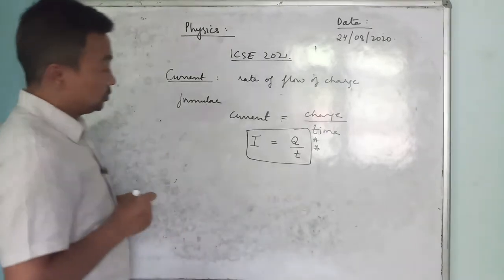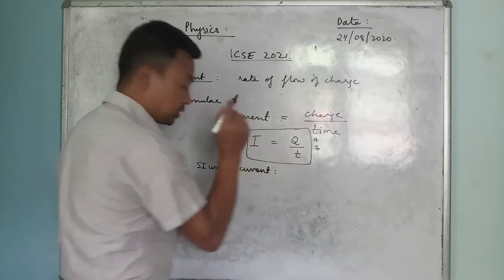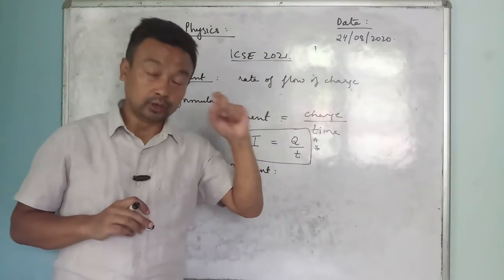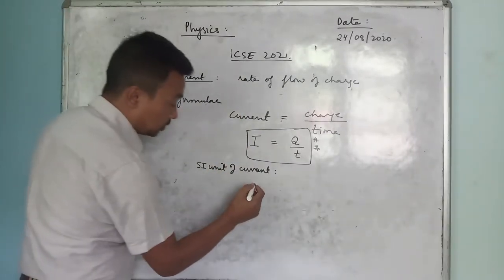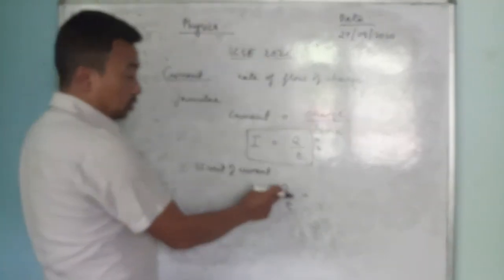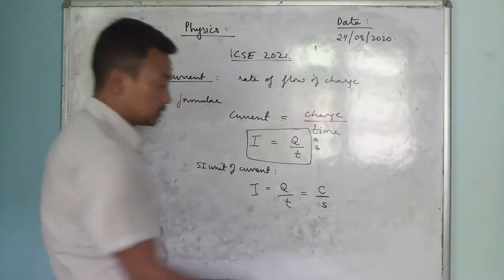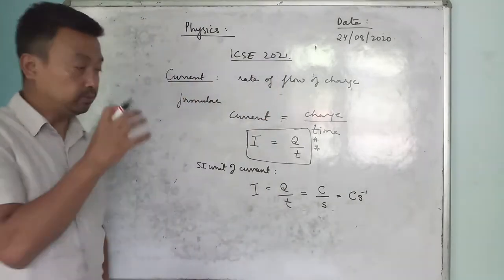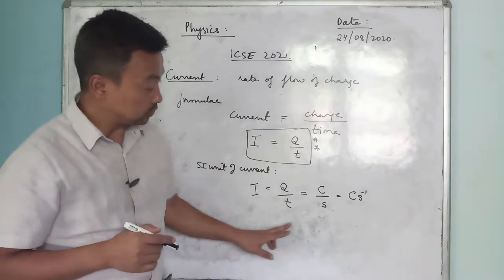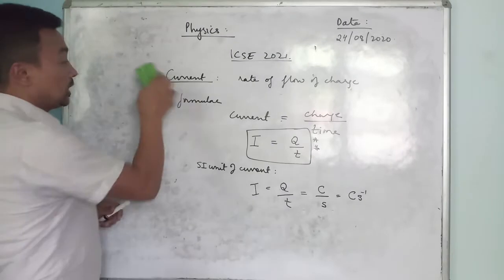Now we come to the next point, the SI unit of current. Since current is a measurable quantity, like charge, whose unit was coulomb, we have to take the formula of the current which we have just learned. The unit of charge is coulomb, given by capital C, and the unit of time is second, given by small s, so we can write coulomb per second. So coulomb per second is the SI unit of current. But this unit is named after the scientist who studied the relation between the charges flowing in a conductor. The name of the person is Ampere, so it is named after him.